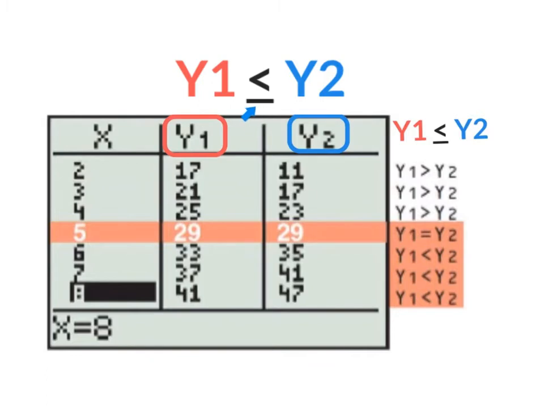And because of this symbol right here in our inequality, we want to include x equals 5 because of the equal to part. Now we're looking for when our y1 values are less than our y2 values. As we can see, when x is greater than 5, that is when we'll see our y1 values being less than our y2 values. So all of the values from x greater than or equal to 5 will make this inequality true.